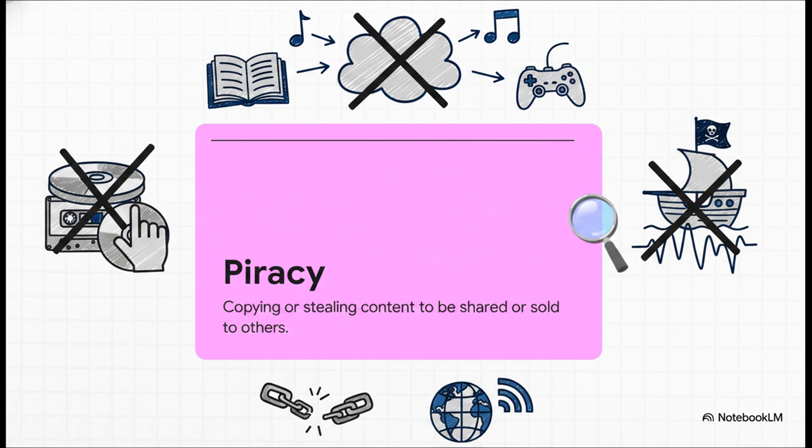Speaking of respecting others, we really need to talk about piracy. What is it? Piracy is copying or stealing content, like a really cool story, a fun video game, or your favorite hit song, just to share or sell it without getting permission. Let me be super clear about this. Piracy is the exact opposite of good digital citizenship. It's taking someone else's hard work without asking. Always make sure to give credit to the sources where you get your information or your entertainment.